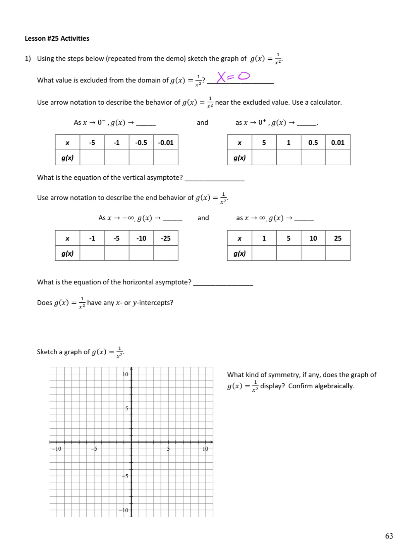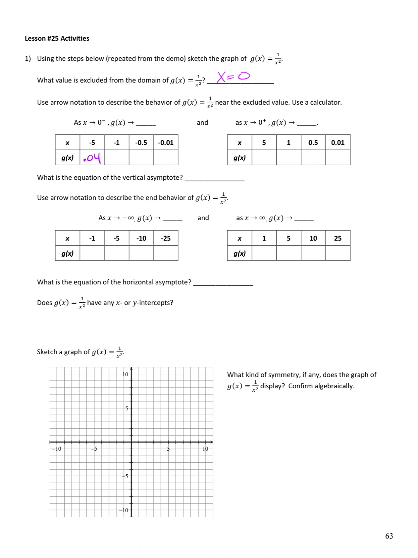We're going to use arrow notation to describe the behavior of g of x near the excluded value. We'll use a calculator to do this. So as x approaches 0 from the left, that means my x values are getting closer and closer to 0 from the left side of 0. So we'll start with -1/2. So I'm doing 1 over whatever this x value is squared. So 1 over -5 squared, which is 25. 1 over 25 is 0.04.